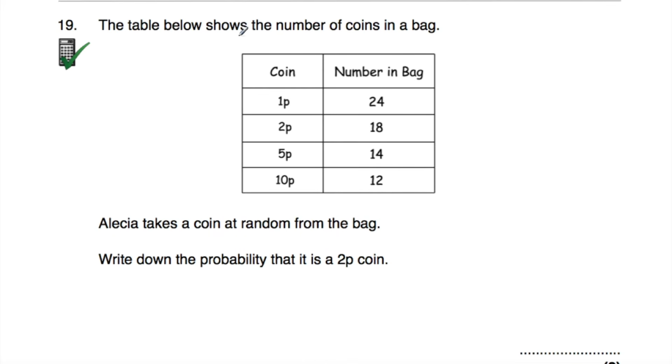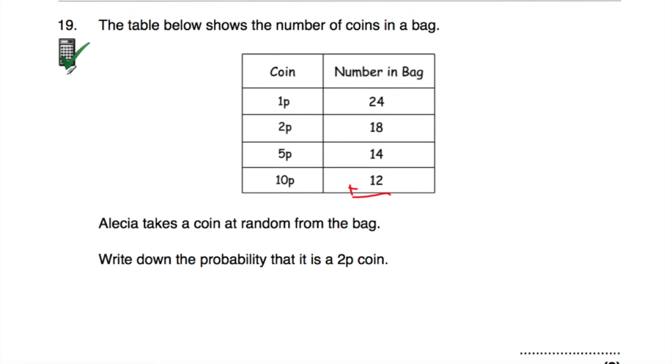Question number 19 says the table below shows the number of coins in a bag. So there's 24 1p coins, 18 2p coins, 14 5p coins, and 12 10p coins. And Alicia takes a coin at random from the bag, and we've been asked to write down the probability that it's a 2p coin. So let's see how many coins are in the bag altogether.